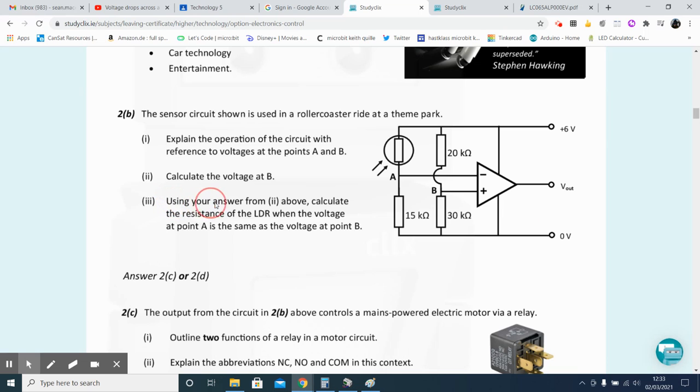It says, using your answer from above, 3.6 volts, calculate the resistance of the LDR, there's our LDR, at point A. The voltage at point A is the same as the voltage at point B, 3.6 volts. So we have voltage, and we're looking for resistance.